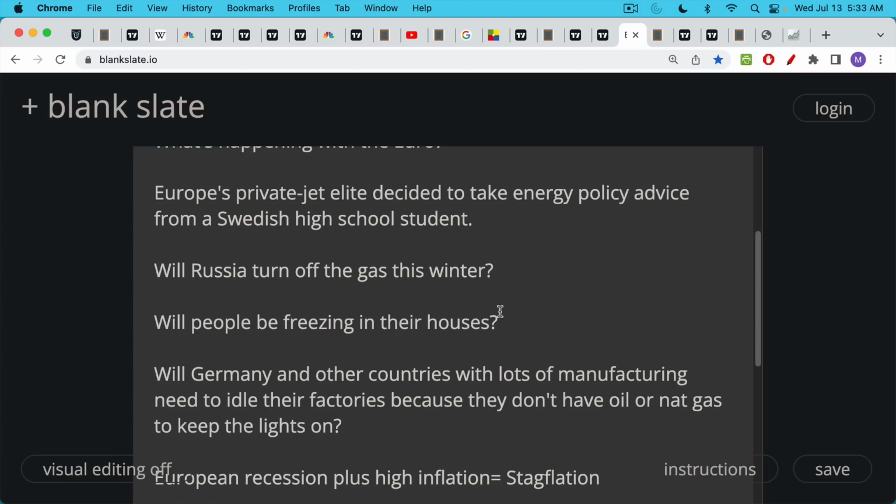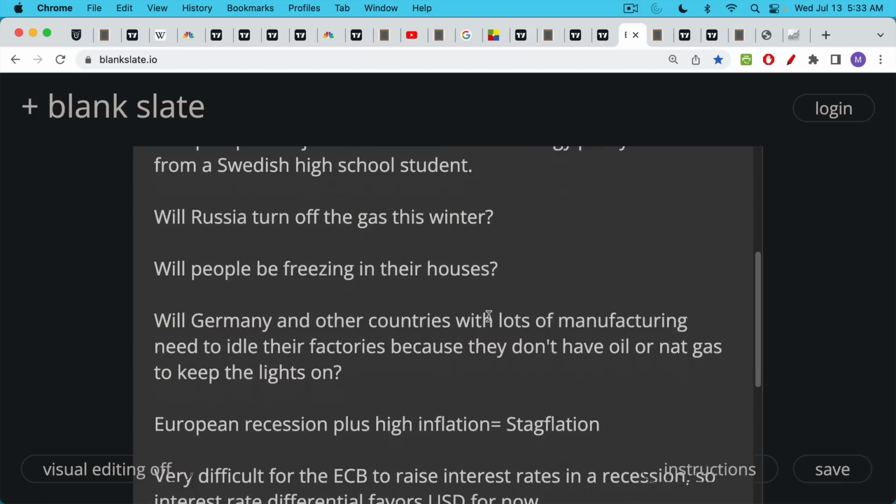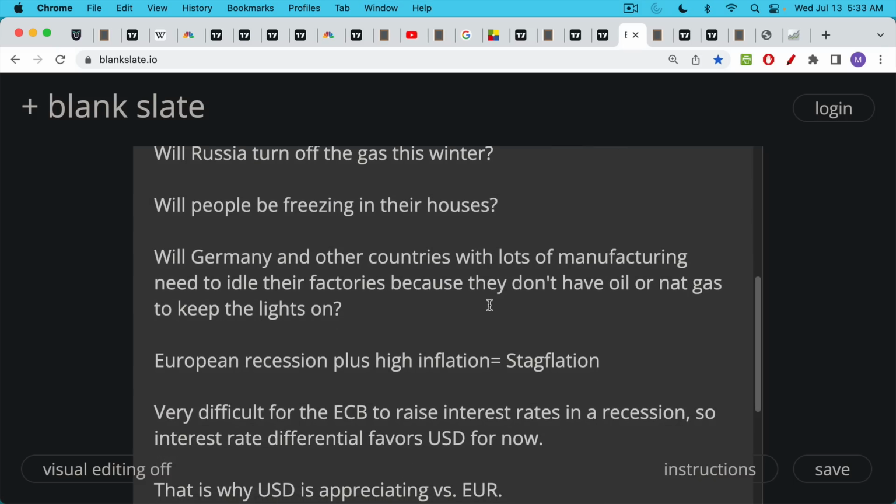Will Germany and other countries that have lots of manufacturing, especially very high-end technical manufacturing, will they need to idle their factories because they don't have enough energy to keep the lights on? These are the questions. If you can't keep your factories on, this is very bad for economic growth, and you end up entering into a recession.